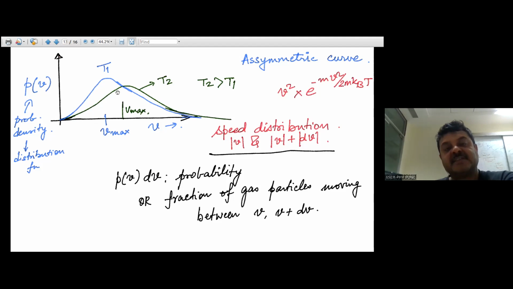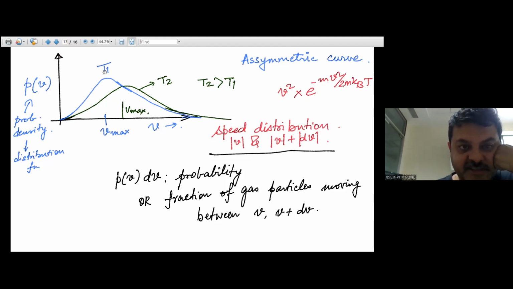Now, if you plotted the same quantity at a higher temperature, then of course the system can access higher energies. So the system will have higher kinetic energies. Hence, the peak will shift. The peak of the distribution will shift from this point to the point where, suppose, it is higher, and so it's not the v max, but the velocity at which this P(v) has the maximum.